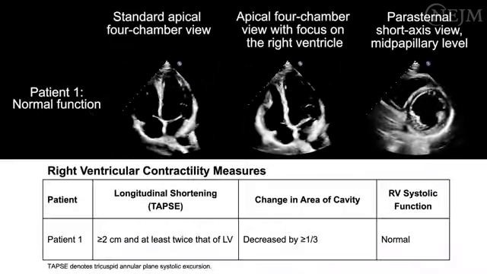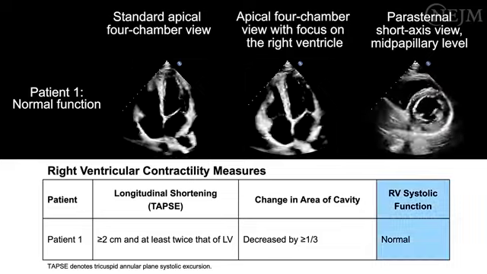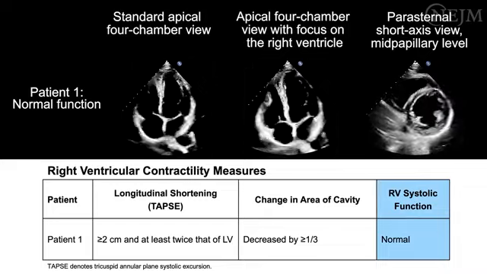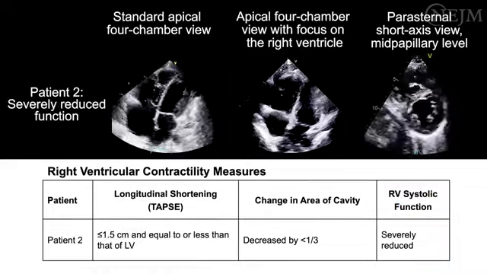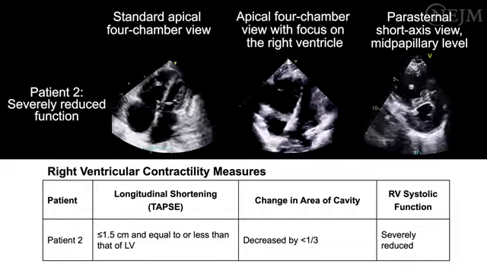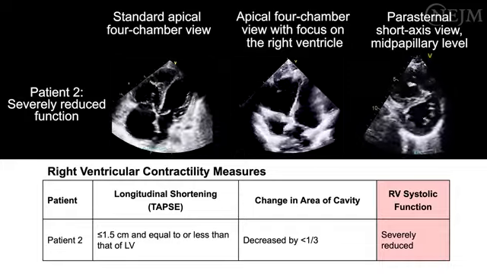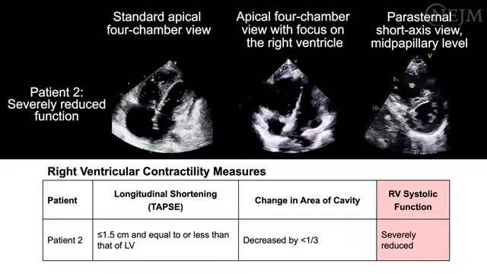If both contractility measures are normal, as in patient 1, then it is reasonable to grade the right ventricular systolic function as normal. In contrast, if both measures are abnormal, as in patient 2, then it is reasonable to grade the right ventricular systolic function as severely reduced, especially if there are concomitant abnormal loading conditions.